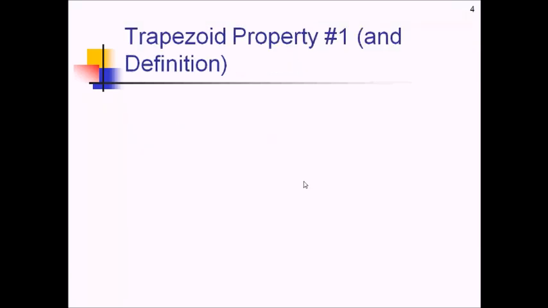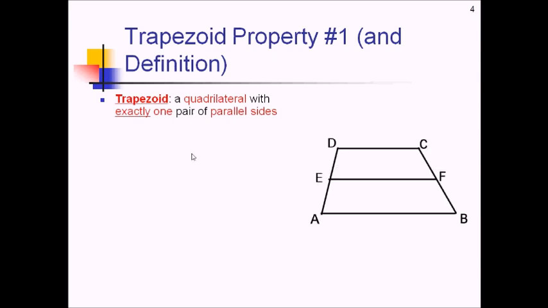The first property we'll look at for trapezoids, and also the definition of a trapezoid, is that it's a quadrilateral with exactly one pair of parallel sides. This is not saying at least one pair, it's saying exactly one pair. So here's your trapezoid. Here are your parallel sides, AB and DC.